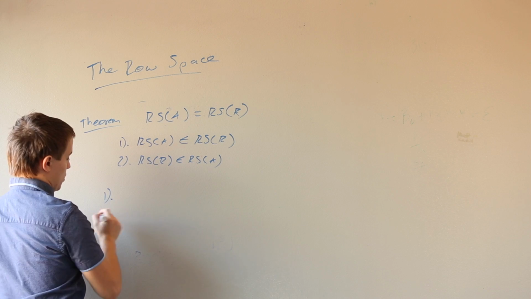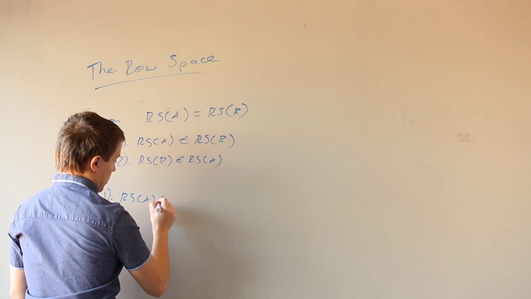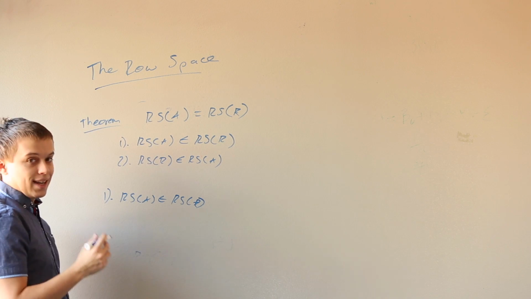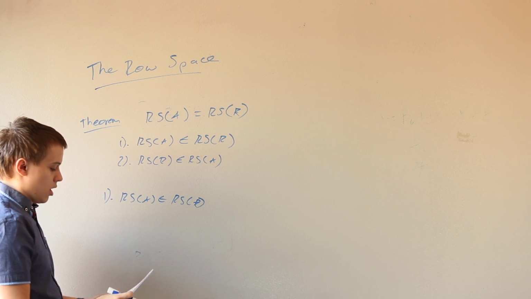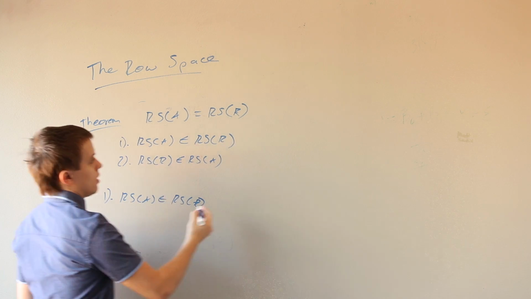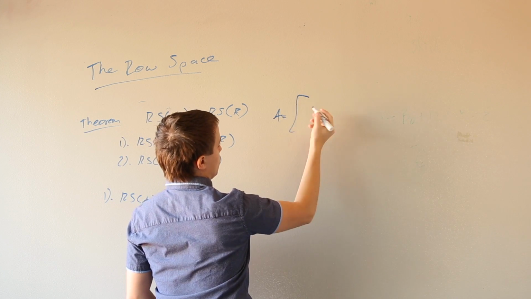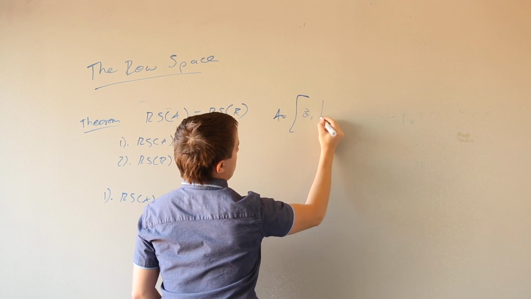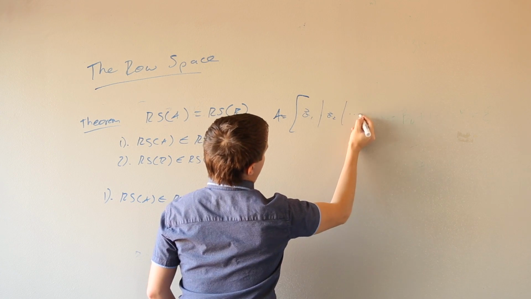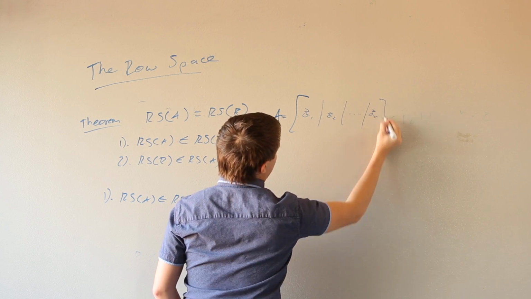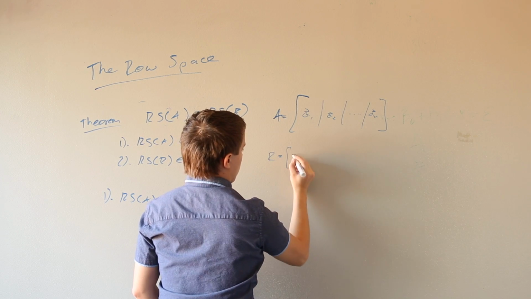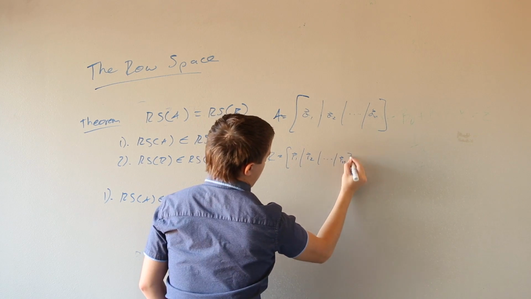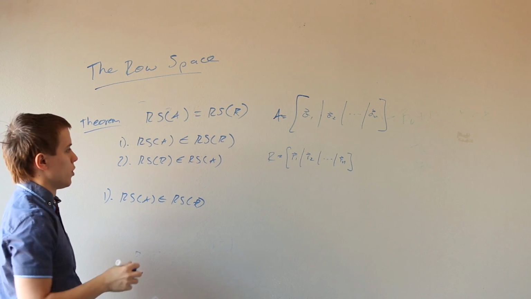So let's start with proposition 1. The row space of A is inside the row space of R. And in order to do that, you have to take any arbitrary element of a matrix. So let's set our matrix A to be equal to the row vectors A1, A2, all the way down to AN, just some arbitrary stuff. And same thing with the reduced row echelon form version.